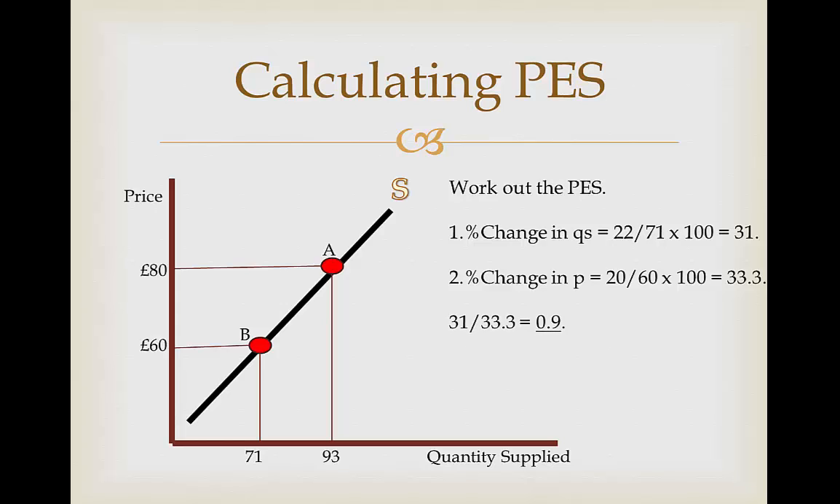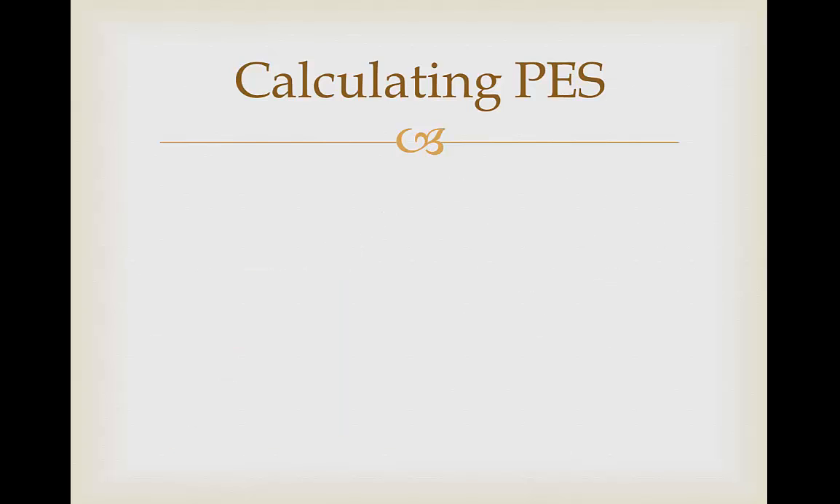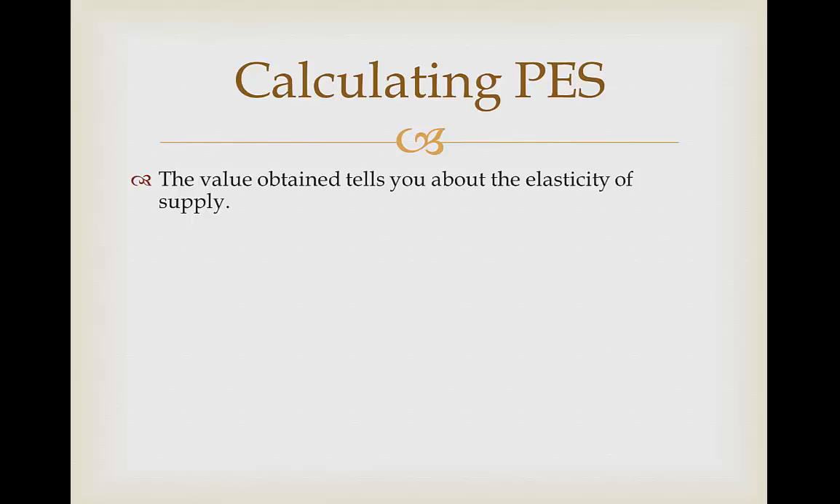Then we do 31, our original value of the percentage change in quantity supplied, divided by 33.3, which is the percentage change in the price, to give us a total of 0.9. The value obtained will tell us something about the elasticity of supply. We just got 0.9, and 0.9 is less than 1.